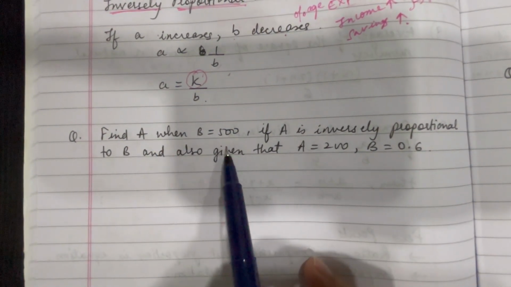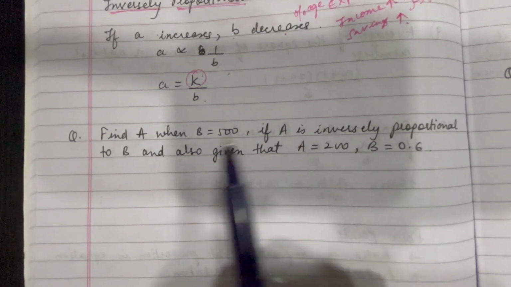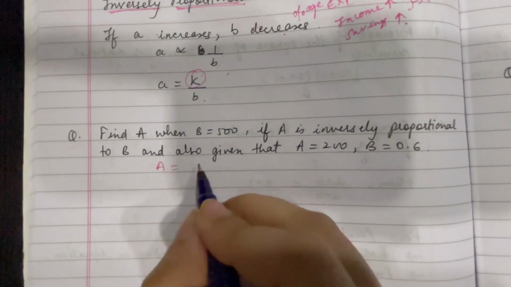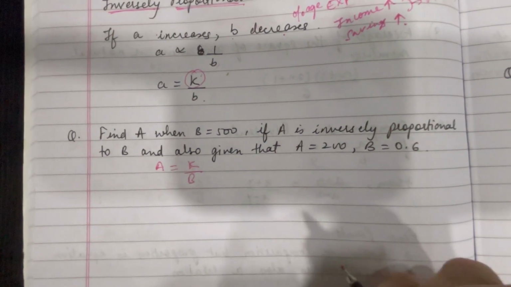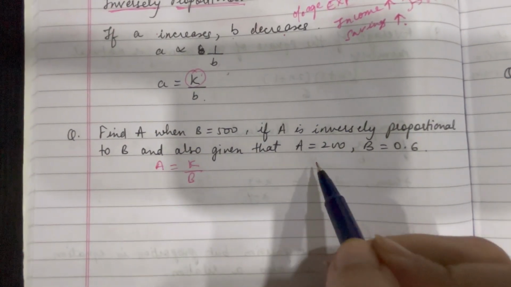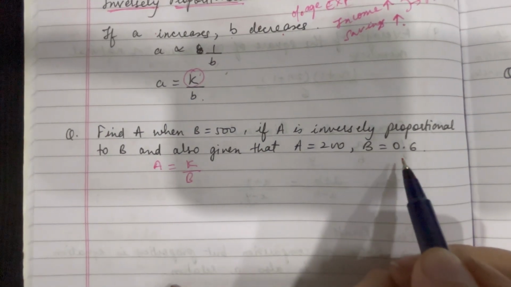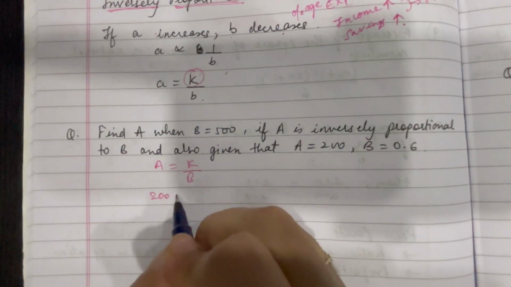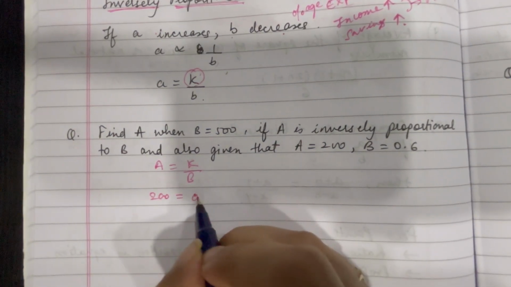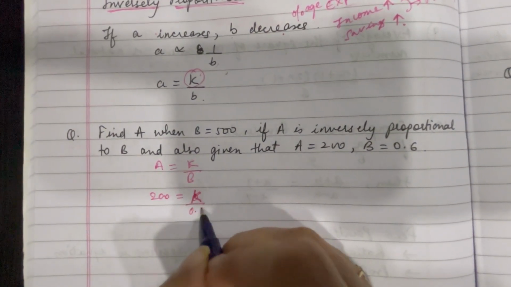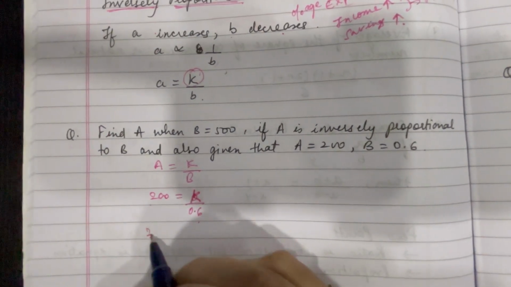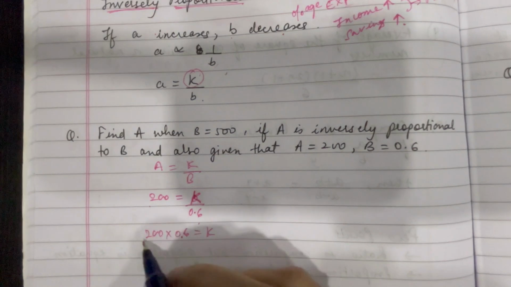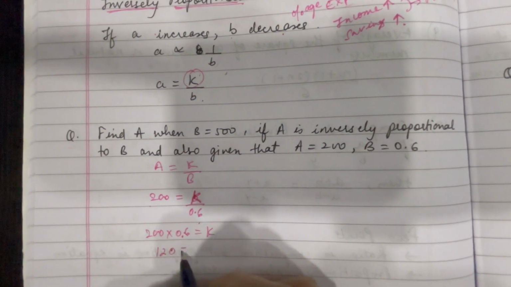Now let's see an example. Find a when b equals 500 if a is inversely proportional to b. That means a equals k by b. Also given that a equals 200 when b equals 0.6. So from this information we will find k. So 200 equals k by 0.6. 0.6 will go here. 200 into 0.6 equals k. What will be 200 into 0.6? 120. So k equals 120.